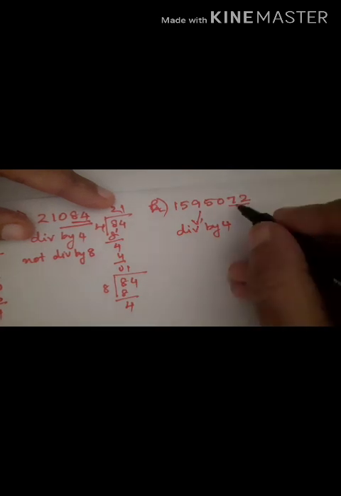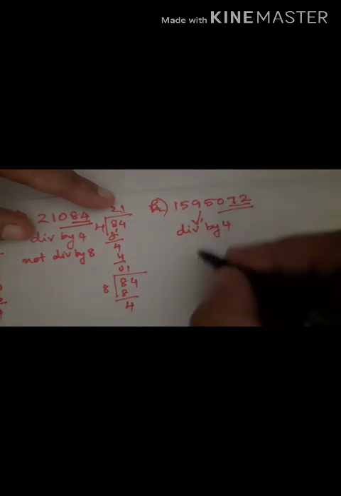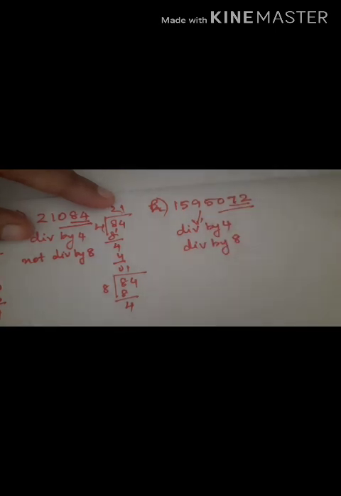Then take the divisibility of 8. See here, 072 means 72 itself. 72 is a multiple of 8. 8 into 9 is 72. So it is also divisible by 8. Okay.